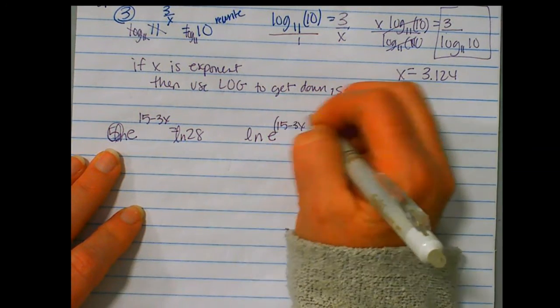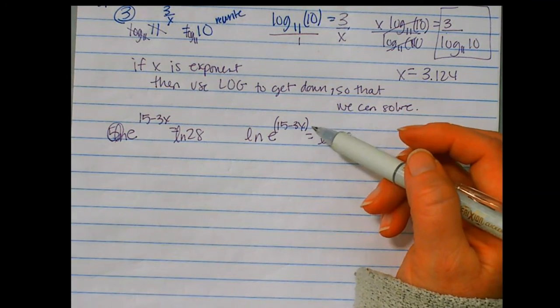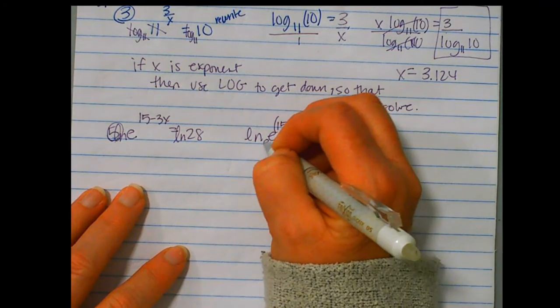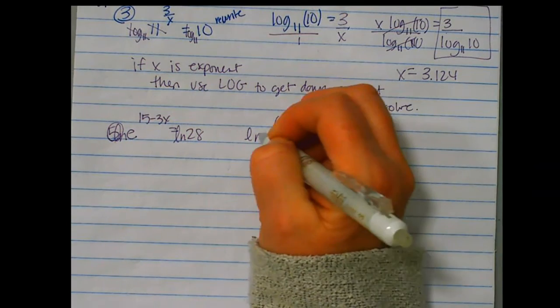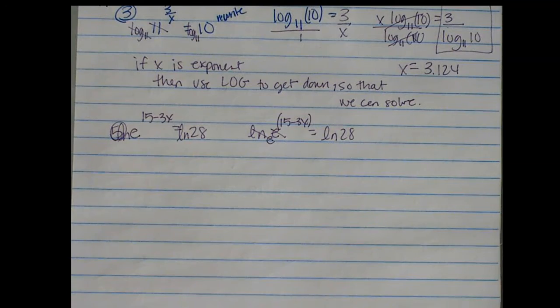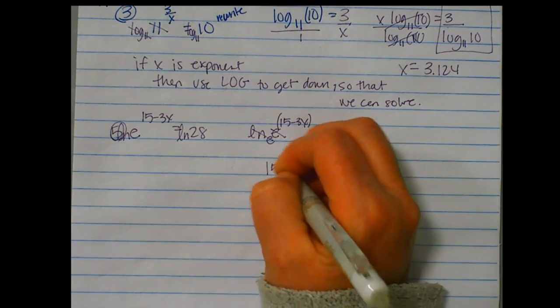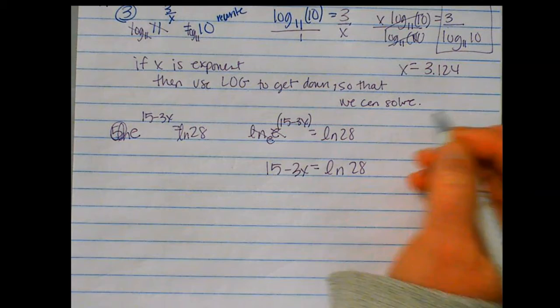That's what's weird about this one: this is an exponent. There are two ways I can do that, and I'm going to do it the easy way. This is a base of e. That's the whole reason we use natural log, because then these are opposites. They undo each other and cancel out. Now we have 15 minus 3x equals the natural log of 28.